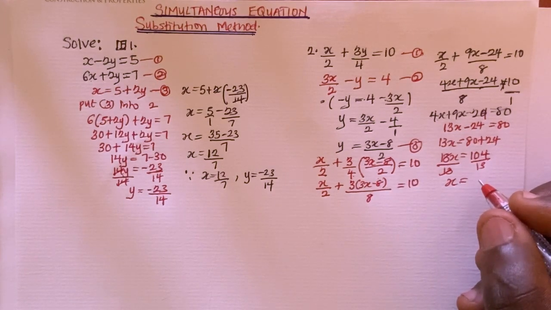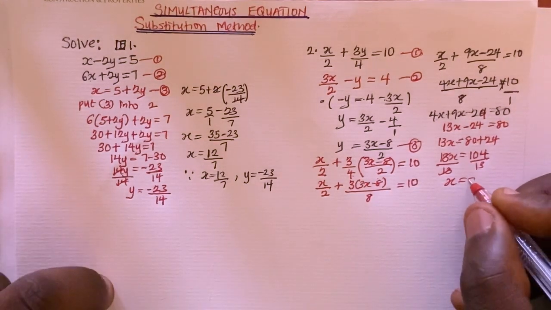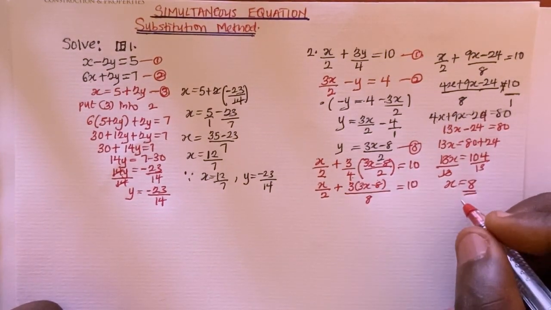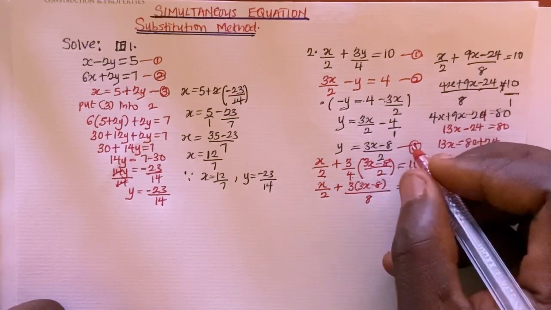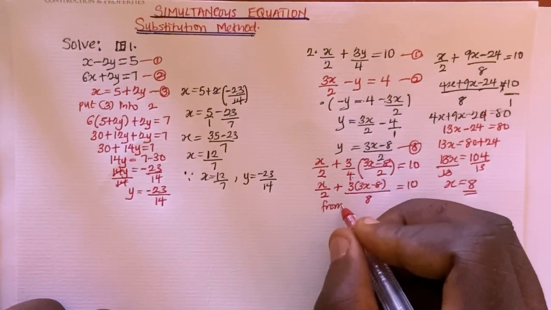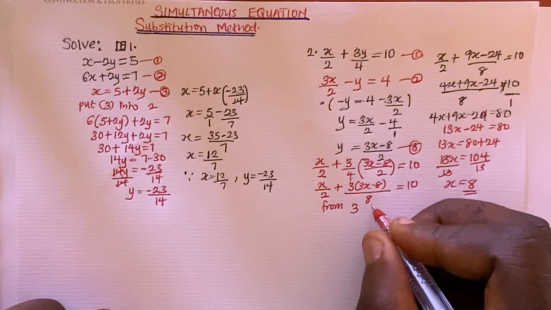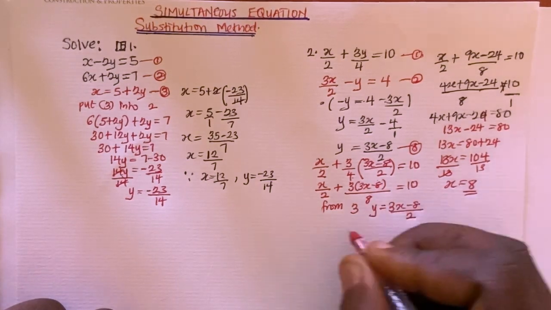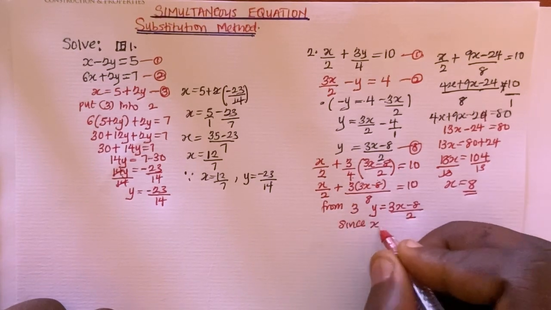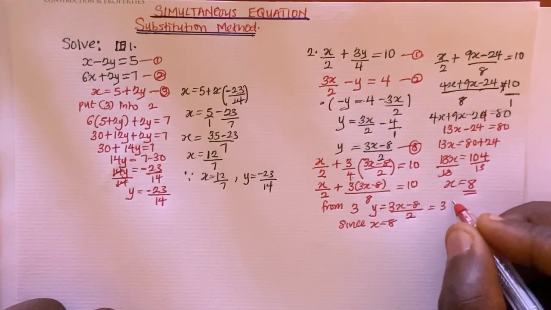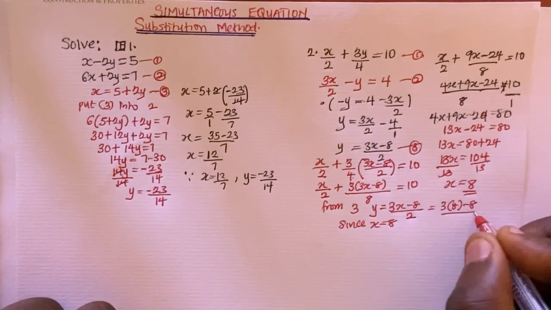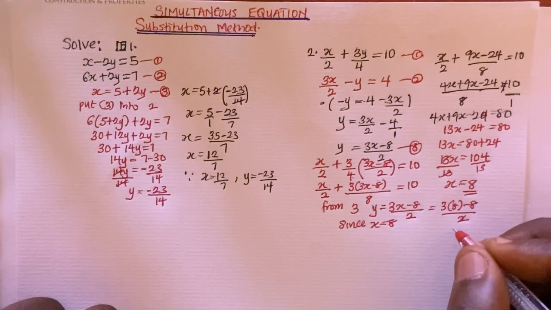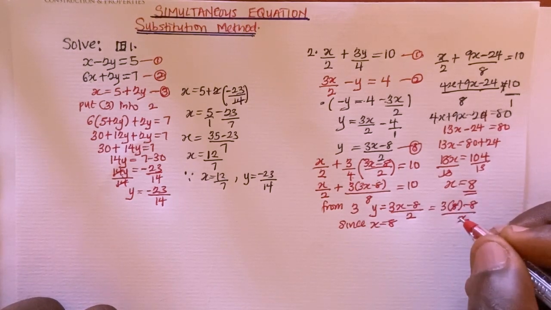104 divided by 13. That's it exactly. So that's just it. Since the value of x is equal to 8, the next thing is I will come back to equation 3. From equation 3, we know that y is equal to 3x minus 8 divided by 2. Then since x equals 8, we can substitute it: 3 into bracket 8 minus 8 divided by 2.